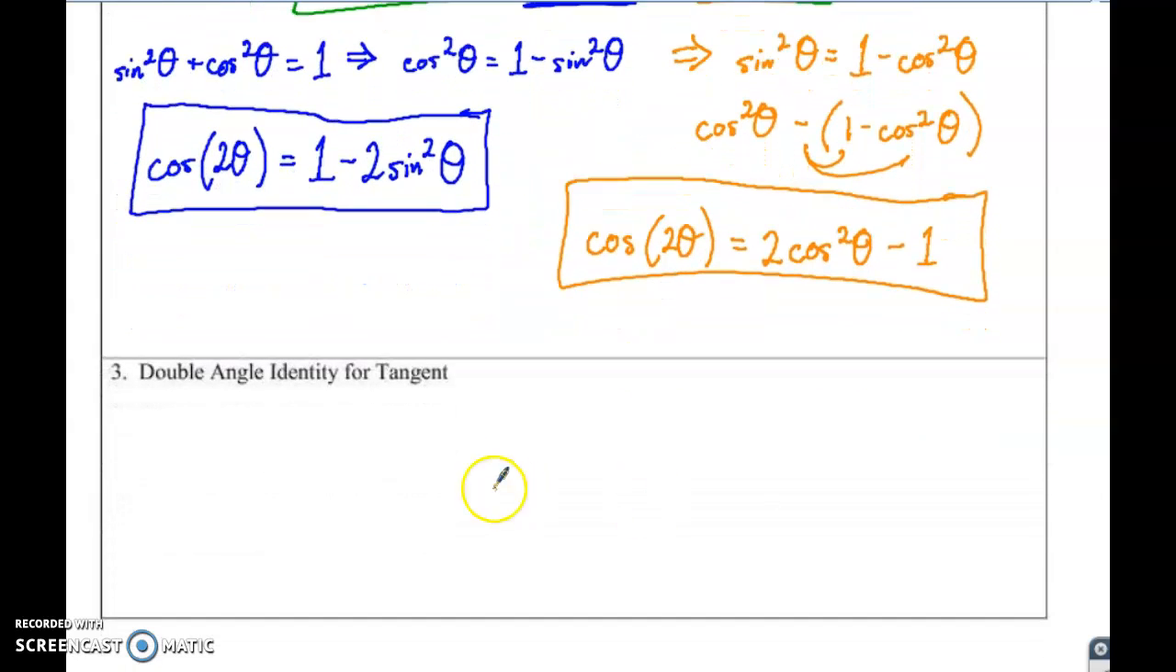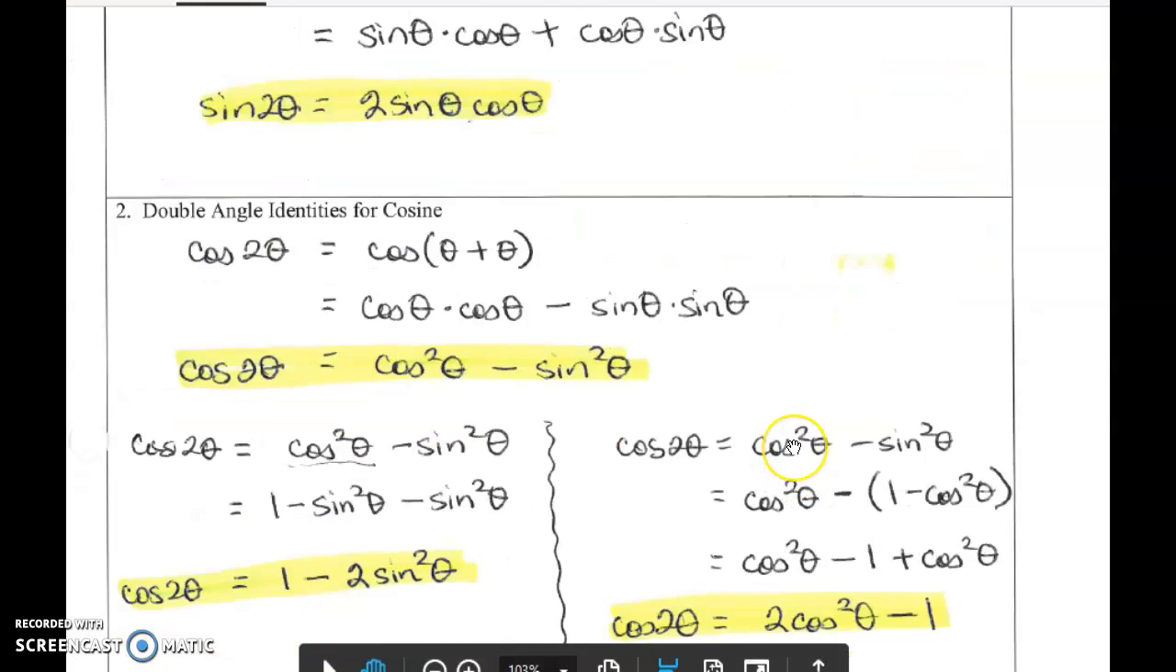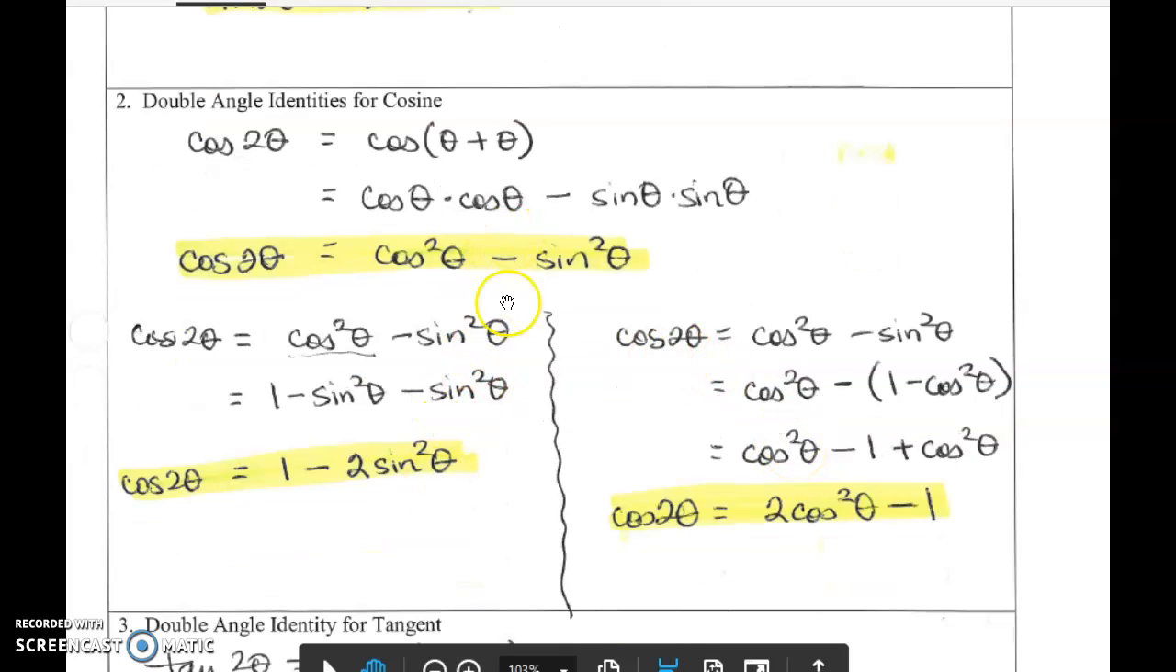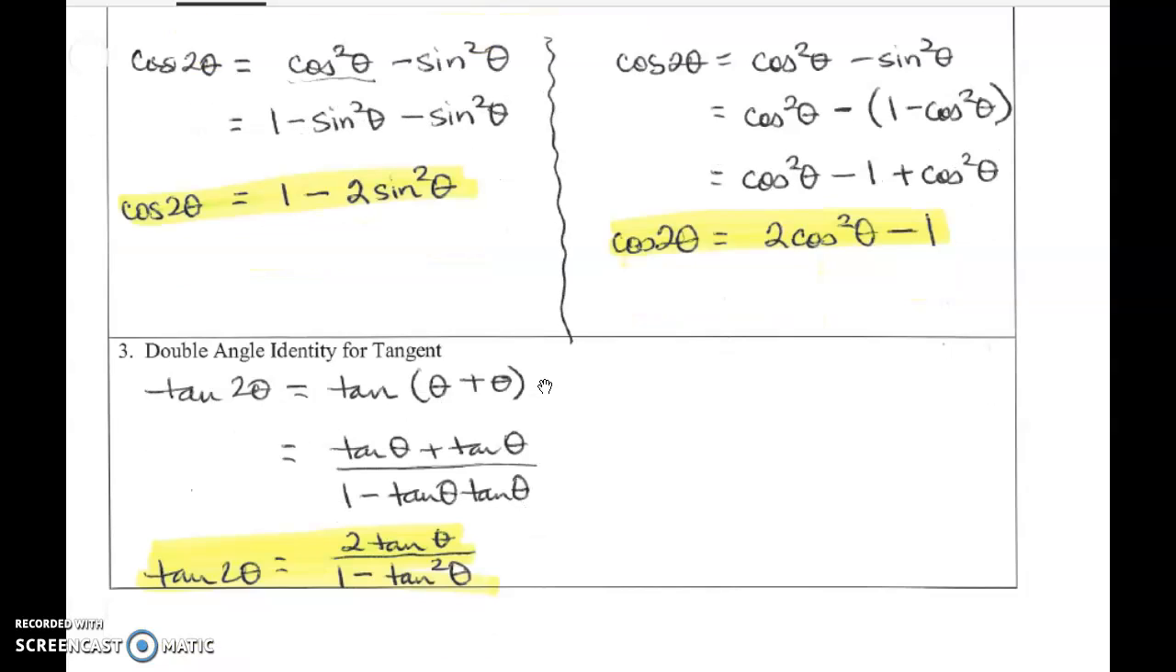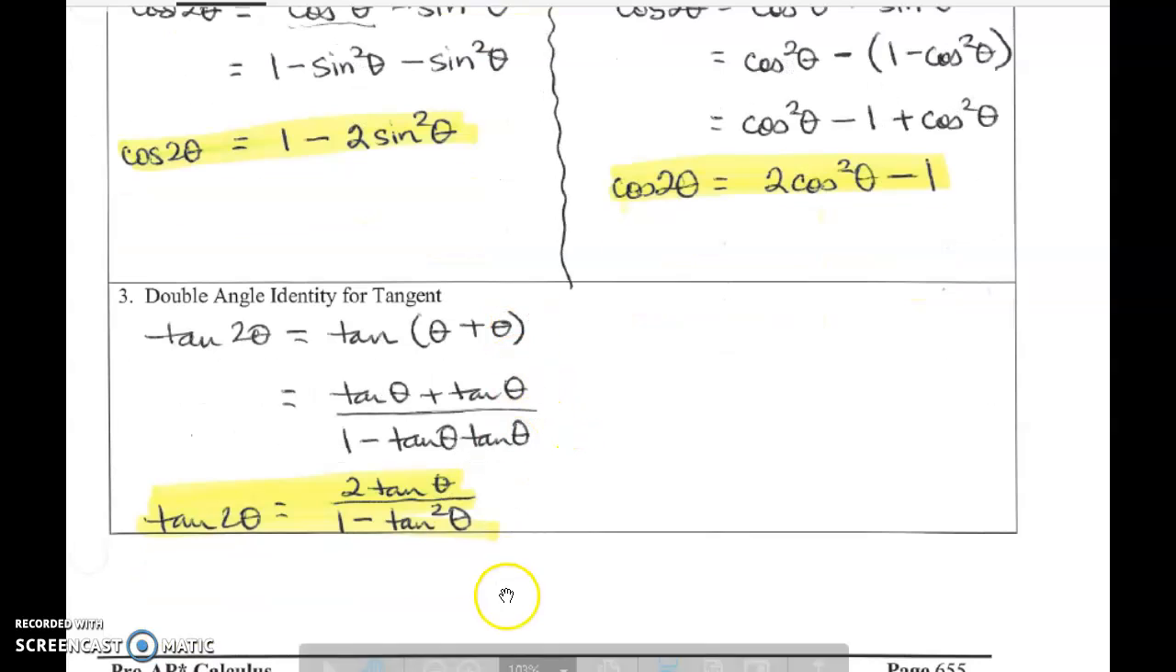And then tangent, I'm just going to go to the answer key because I always mess this one up. So you can see this person's way of working through it is writing the problem this way. Now, if I were doing this, I'd probably rewrite it as tangent of 2 theta is equal to sine of 2 theta over cosine of 2 theta, and then simplify it.